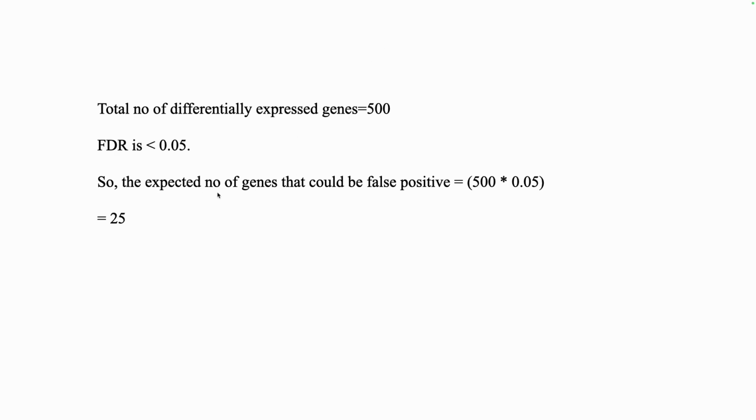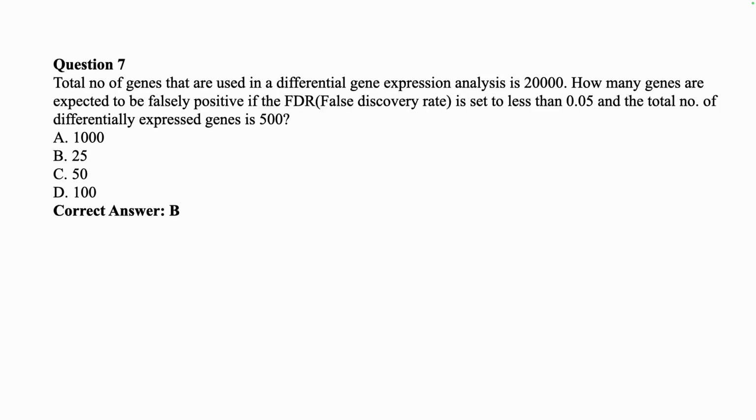The expected number of genes that could be false positive is 500 times 0.05, or 5% of this number. So when we multiply our differentially expressed genes with our false discovery rate, we get 25. The correct answer for this question would be B, which is 25. I hope this question is clear.